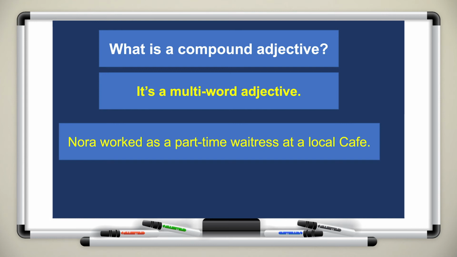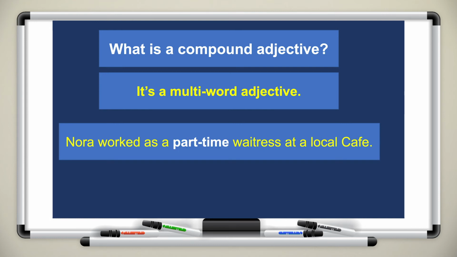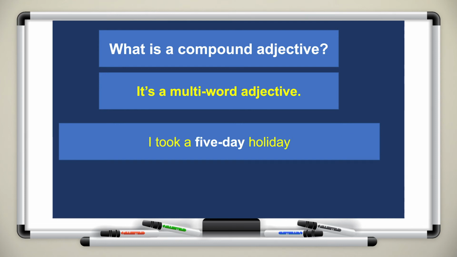Now the word part-time here describes something, which is the job of Noura. The job of Noura is a part-time job. So the description for the job is part-time. That's why part-time is a compound adjective. It has two words and it describes one thing. Okay? Let's take a look at this sentence. I took a 5-day holiday. Okay?